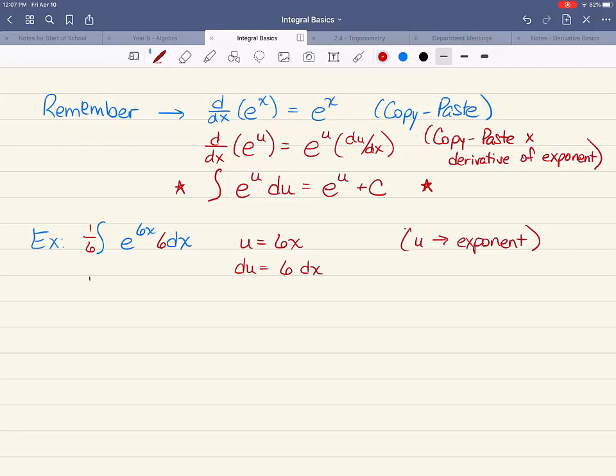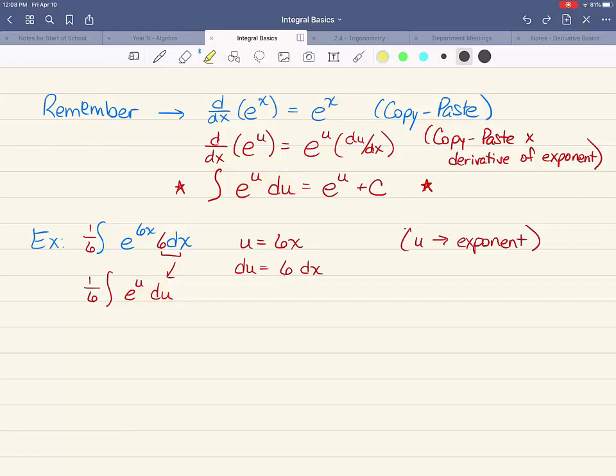Now we change the problem to be in terms of u. 1 over 6, our integral sign. Our 6 and dx become the du. And take a look at what you haven't used yet. e to the 6x. Remember that the 6x is your u, so we just write e to the u. Now, if you look, I'm going to highlight here for just a moment. This is the same thing as this. And since they are now the same, we can integrate and we get our e to the u plus c as it says in the problem.